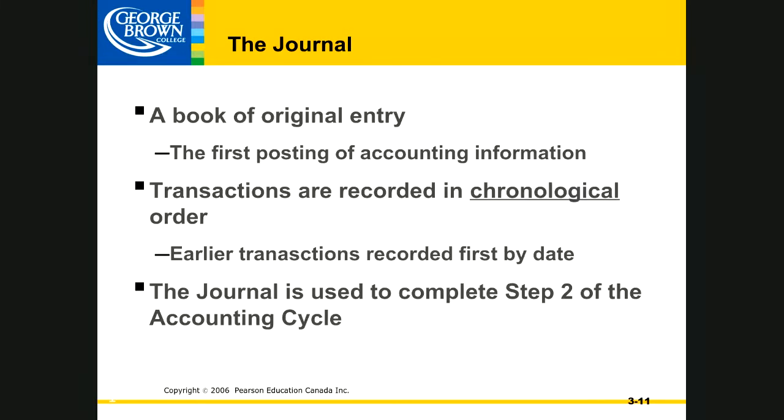So we use the rules of debits and credits in the general journal, the ledger, and the trial balance. However, the first time that you will use them will be in the general journal. Again, it's the book of original entry, where we record transactions chronologically, so which ones happened first. And then we use the general journal to post to the ledger, which is the third step.